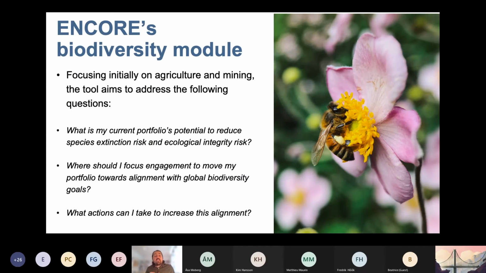But our focus over the last 2 years has been on developing a specific module within ENCORE that will help financial institutions to understand how they can move towards aligning their portfolios with global biodiversity goals. And it's this module that I'm going to focus on today.